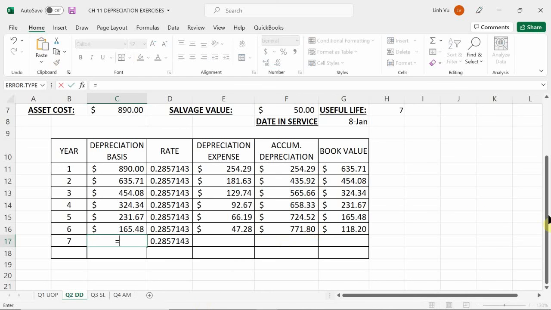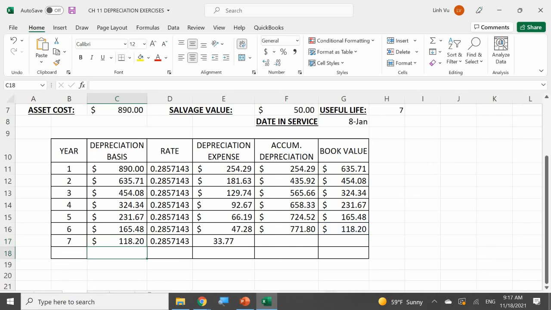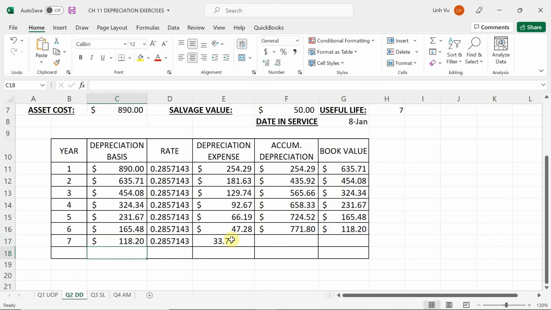Which becomes my basis. And 33.77. Yes, I know Excel's already picking up. So again, we'll bring 805, not 57. So now I'm at $84.43. So this is where you have a choice, because in this case, I've exhausted my machine.